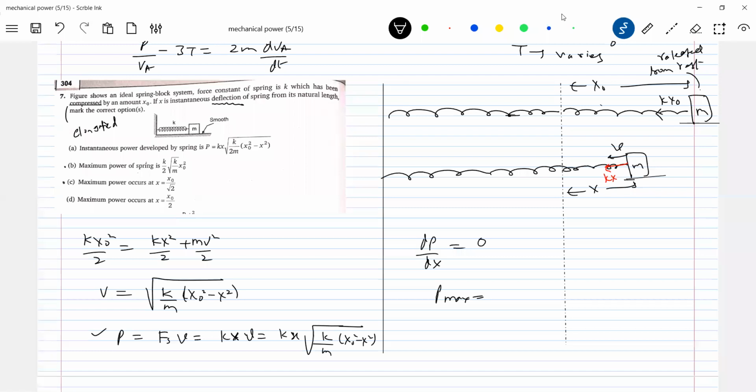Power generated by the spring on the block at extreme: is it 0 or non-zero? It is 0. Power generated at extreme will be 0 by the spring on the block. Power generated by the spring at mean position on the block will be 0, because here the spring force will be 0 at mean position.